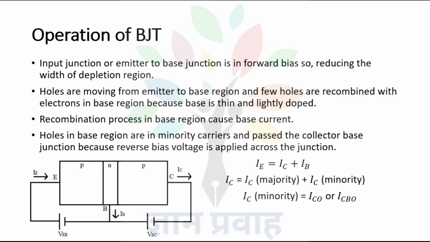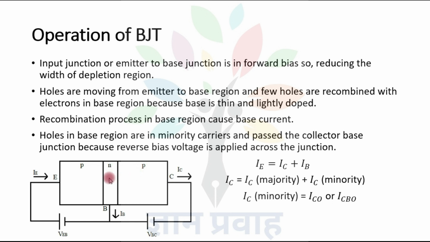Operation of BJT. So here we are simply saying the operation of the PNP transistor. The operation of the NPN transistor is the same, the only difference is in charge carriers. In case of PNP transistor, majority charge carriers are holes and minority charge carriers are electrons, while in case of NPN transistor, majority charge carriers are electrons and minority charge carriers are holes. That is the basic difference between PNP and NPN transistor.